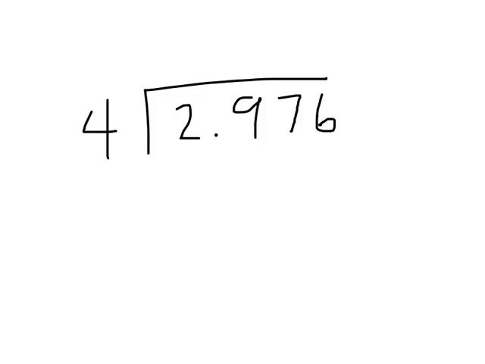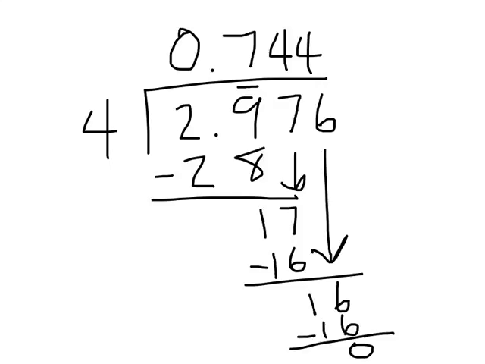Now you try another one. What's 2 and 976 thousandths divided by 4? The correct answer is 744 thousandths. Take a moment to check your work with mine.